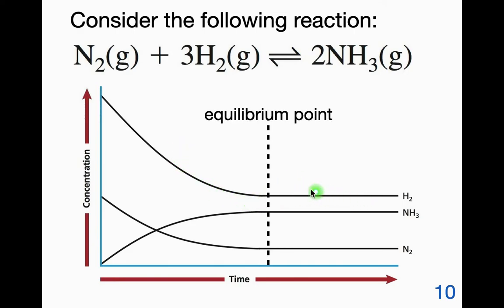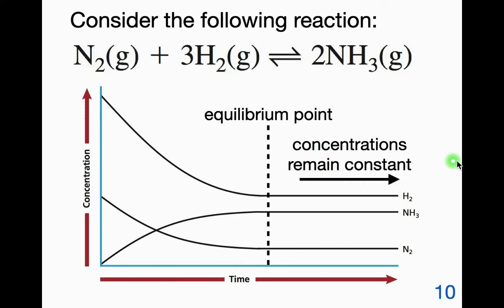Now eventually, the concentrations of the reactants and products will level off, and this is what we call the equilibrium point. The equilibrium point is when the concentrations remain constant and the forward rate is equal to the reverse rate. Concentrations remain constant.